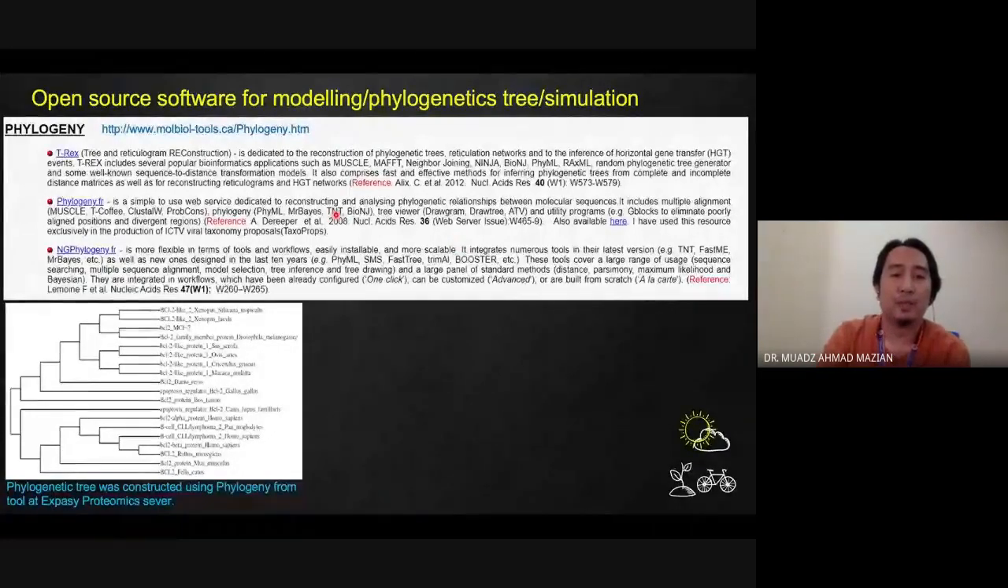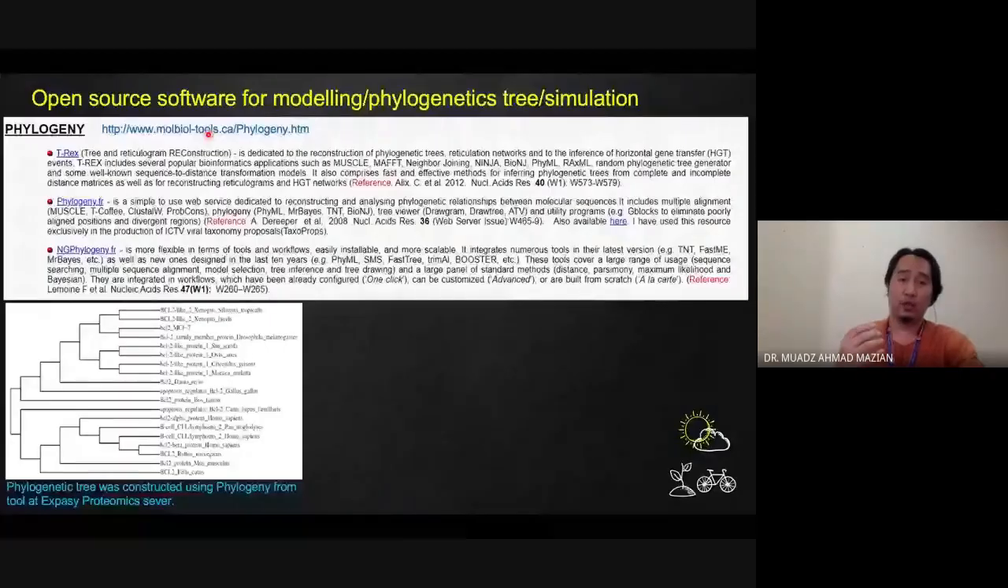Right. Okay, let's continue. Where were we? This is an example of a phylogenetic tree constructed using phylogeny tools at the Expasy Proteomics server. So this is an open source website, and in this open source website there are many open source software that you can use.